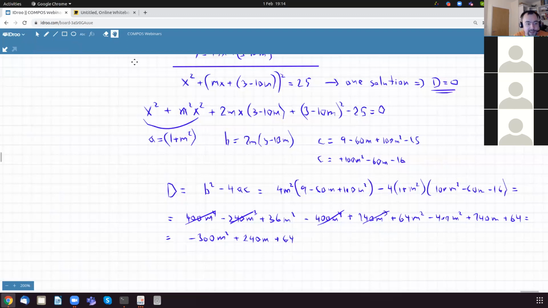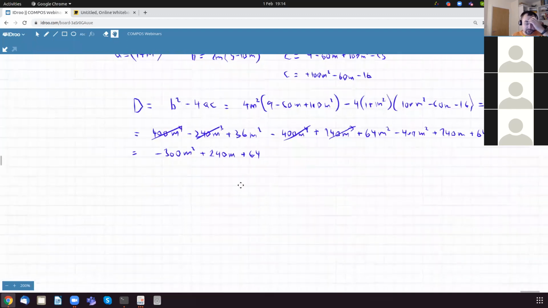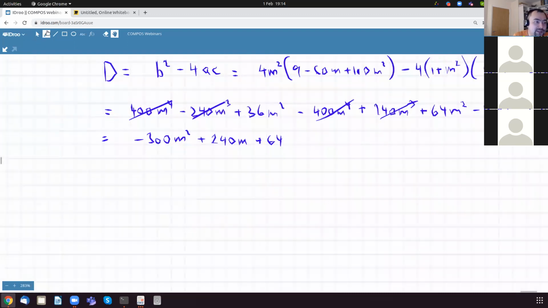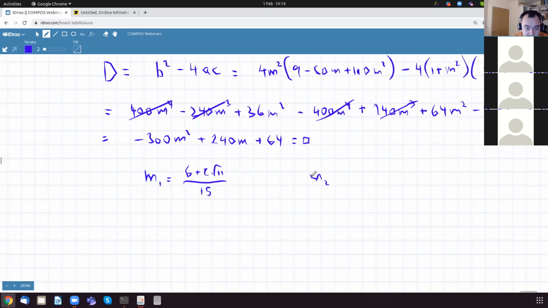Okay, I've done it the second time and I got the same result, which is good. That means I'm unlikely to have made a mistake. Solving this quadratic equation, as I said, I'm going to cut corners a bit. We get m1, which is going to be 6 plus 2 square roots of 11 divided by 15, and m2 is going to be 6 minus 2 square roots of 11 divided by 15.